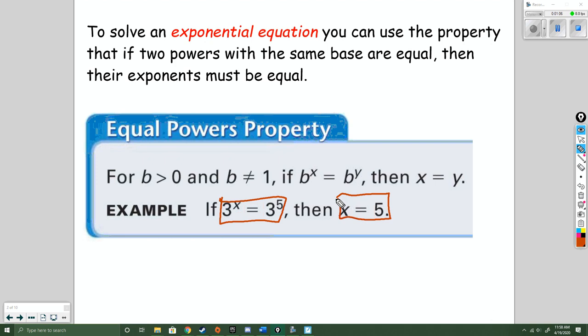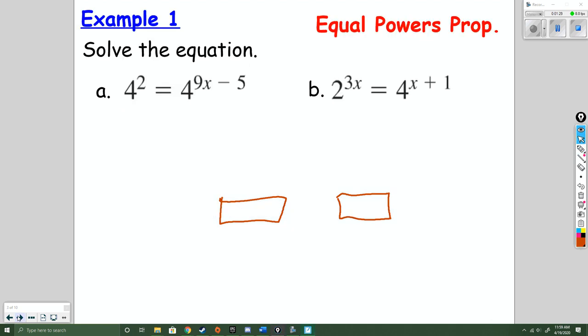So that essentially yields us the equal powers property, which just says if b to the x power equals b to the y power, then x equals y. If they both have the same base, we have to be raising them to the same exponents for them to be the same. All right, so if they have the same base, then they have the same exponent, if they're equal, of course.